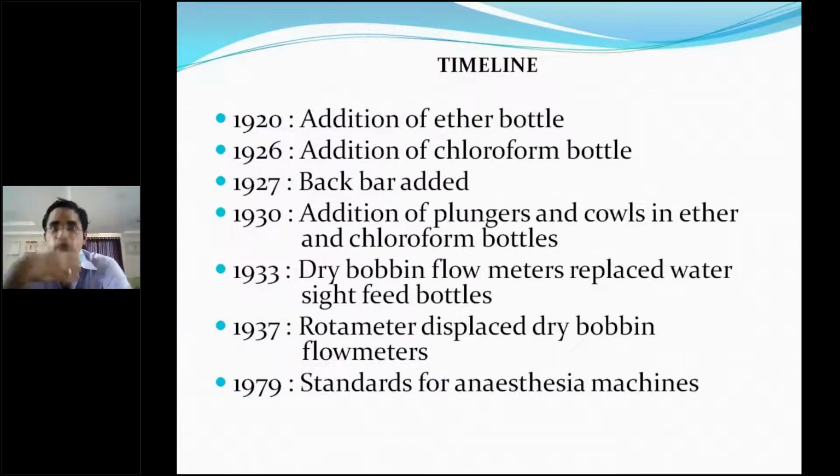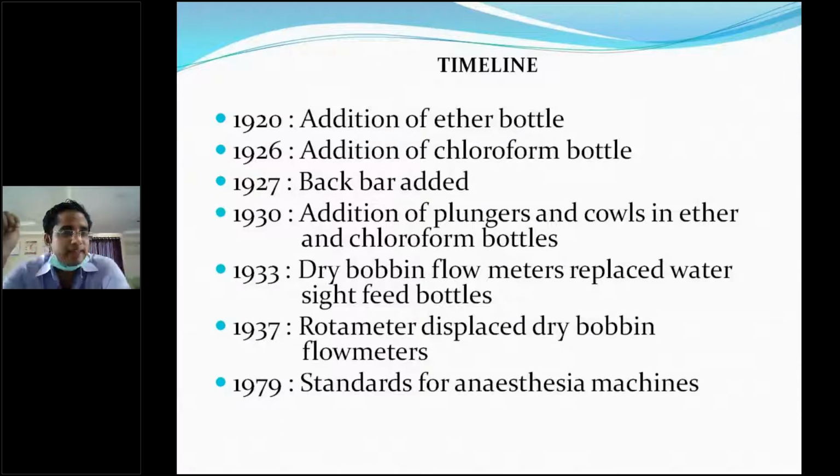Timeline. So when the Boyle's was invented in 1917, in the year 1920 there was an addition of an ether bottle. Ether is a volatile anesthetic which is used to give anesthesia. In 1926, they added chloroform, and in the year 27, they added a back bar. A back bar is just a metallic rod on which the ether bottle and the chloroform bottles are mounted. In the year 1930, there was the addition of plungers and cowls, which I will be discussing in the coming slides.